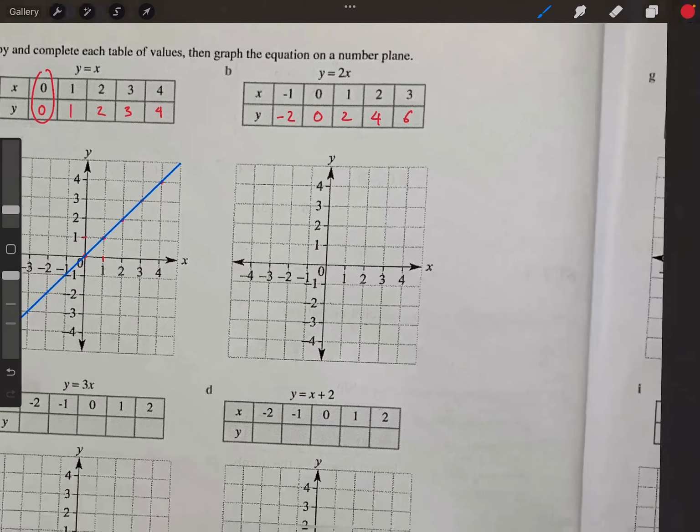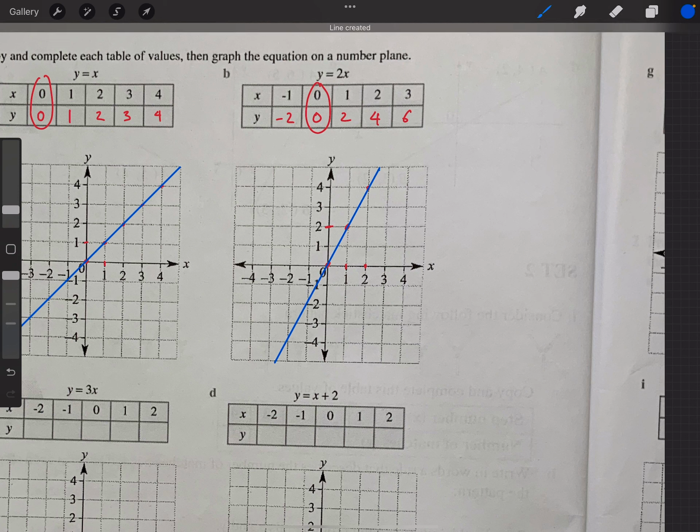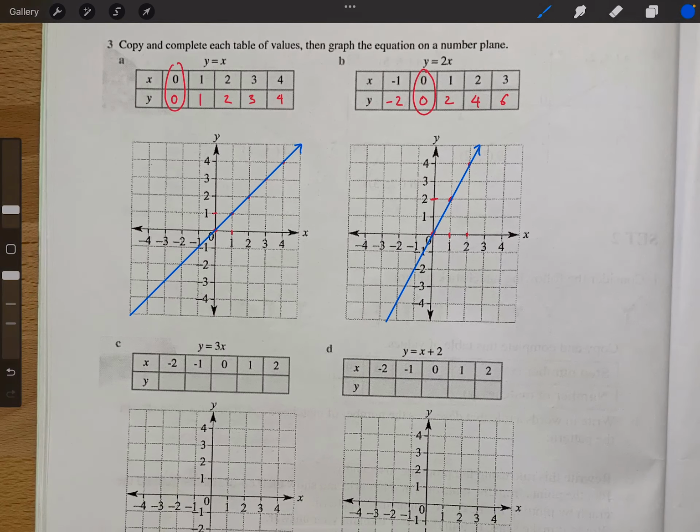So 0, 0 is the origin, the point here. When x equals 1, y equals 2. So 1 and 2. So the point will be there. 2 and 4. Okay, we don't need to do all of them. Just 2 points is enough. We've got 3 points here. So I'm just going to draw a line that goes through all of these points. And it should look something like this. Draw the arrows as well to indicate that this is a line that goes all the way through, not an interval.